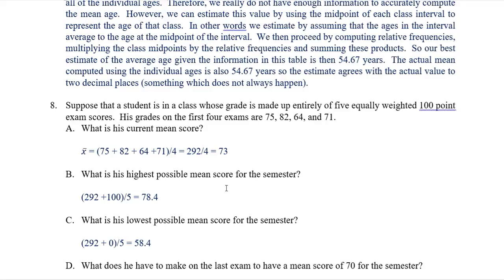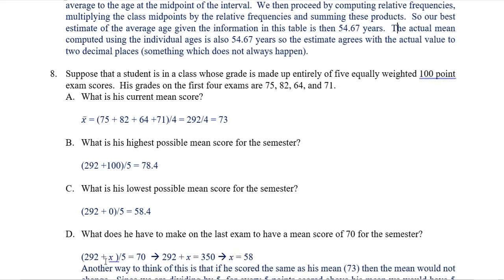This is a type of question that students ask all the time when they're going into the final exam of the semester. How much do I have to make to keep my C, for example, or to move up a letter grade? Okay, well, a couple ways we can think about this. We can do it as an equation. 292 plus x, divided by 5, is 70. So multiply both sides by 5. 292 plus x is 350. 350 minus 292 is 58. So 58 is the lowest he could make and still keep his score to be 70 or higher.